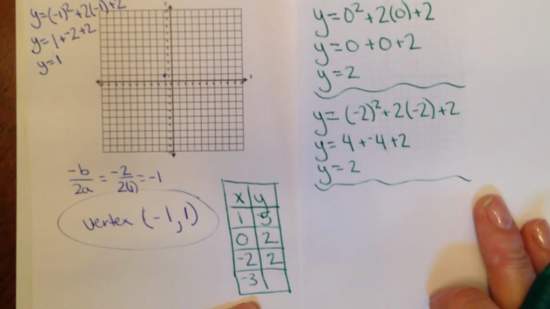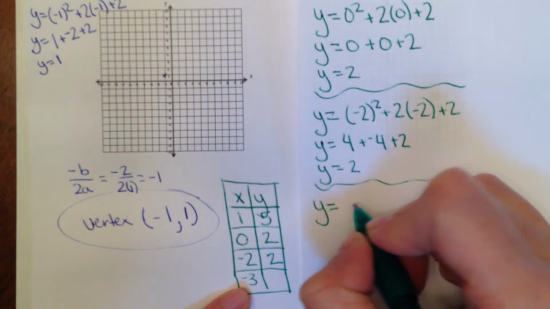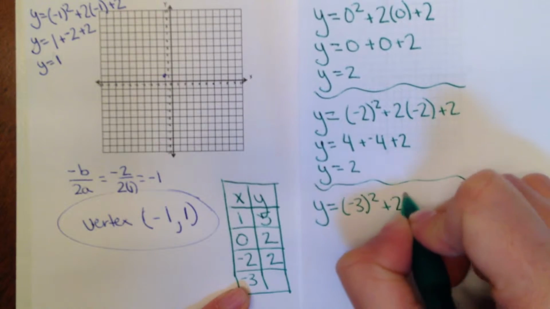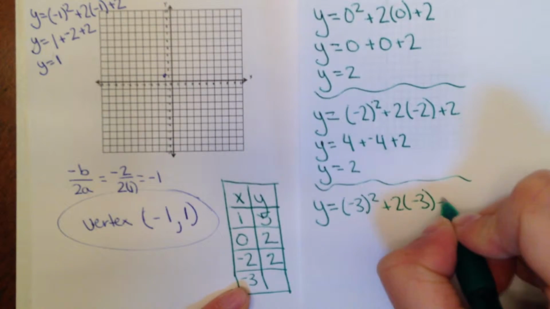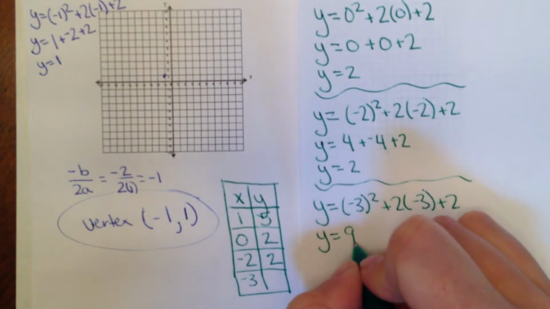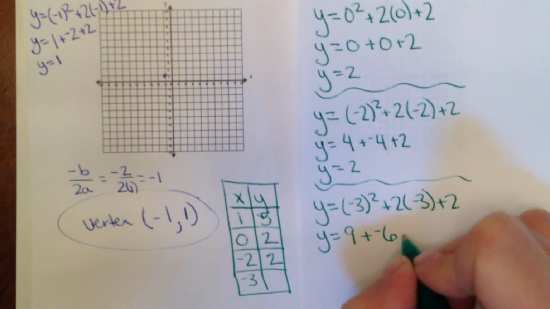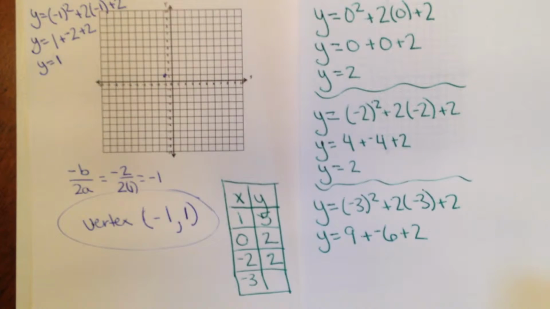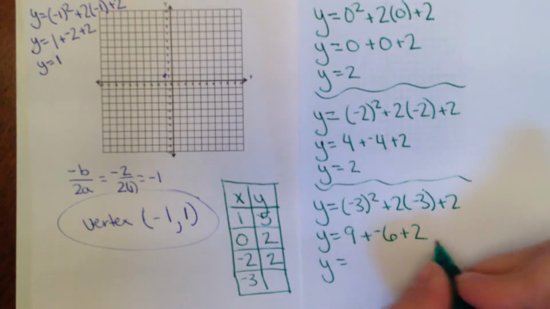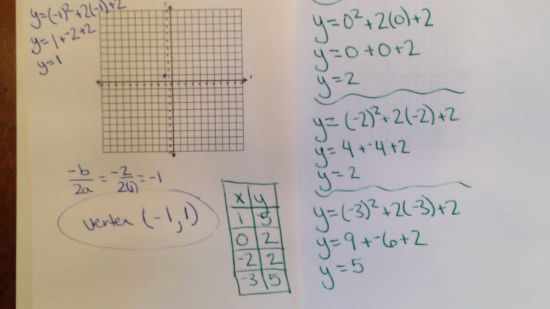Okay, last one. Y equals, plug in -3 for x, -3 squared plus 2 times -3 plus 2. -3 squared is 9. 2 times -3 is -6. Bring down the plus 2. I have 9 plus -6 is 3, and 3 plus 2 is 5. So that's my last y-coordinate.